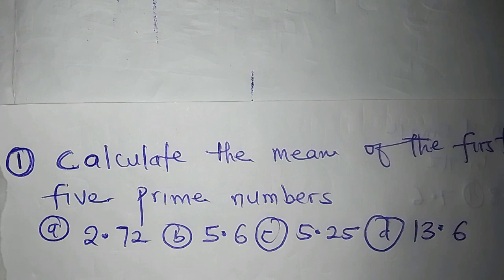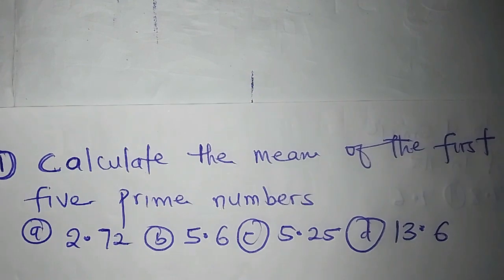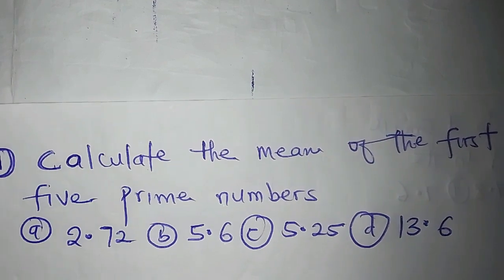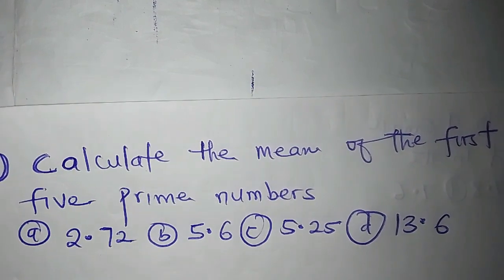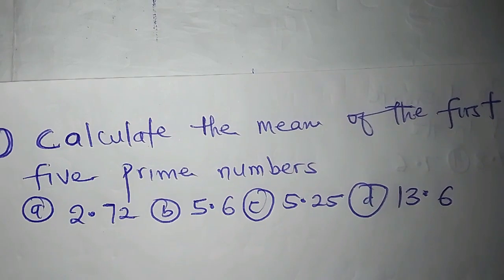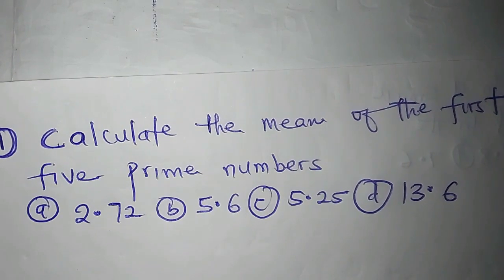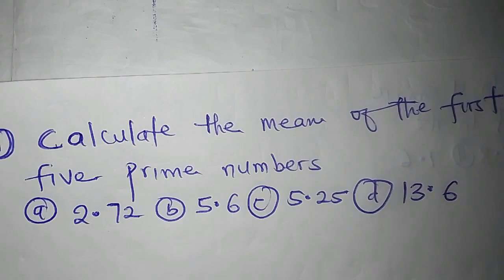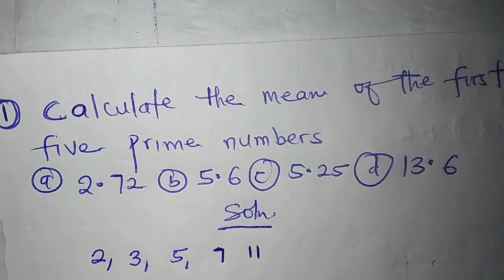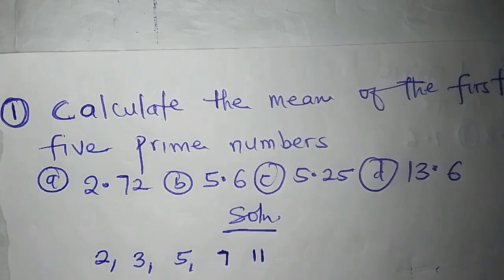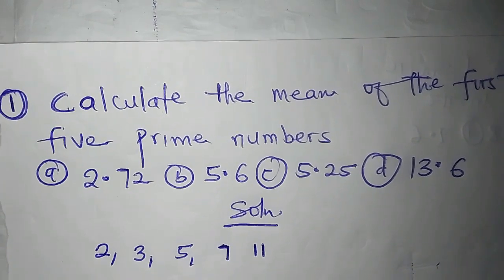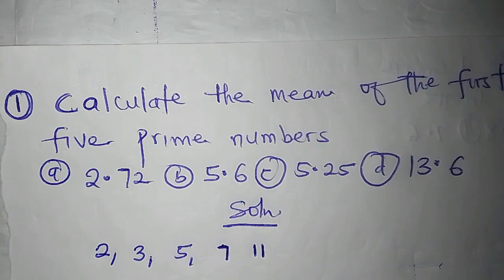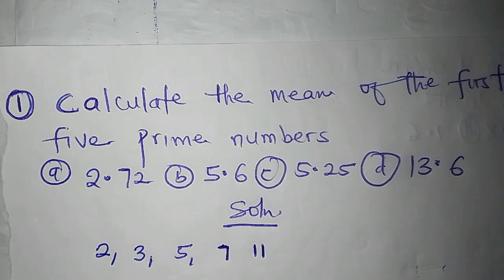Now, this is the first question I have. It says, calculate the mean of the first 5 prime numbers. Now, what is a prime number? A prime number is a number that can be divided by itself and 1 only without a remainder. These are the first 5 prime numbers: 2, 3, 5, 7, and 11. Take note, 1 is not a prime number. All of these numbers have just 2 factors, themselves and 1.